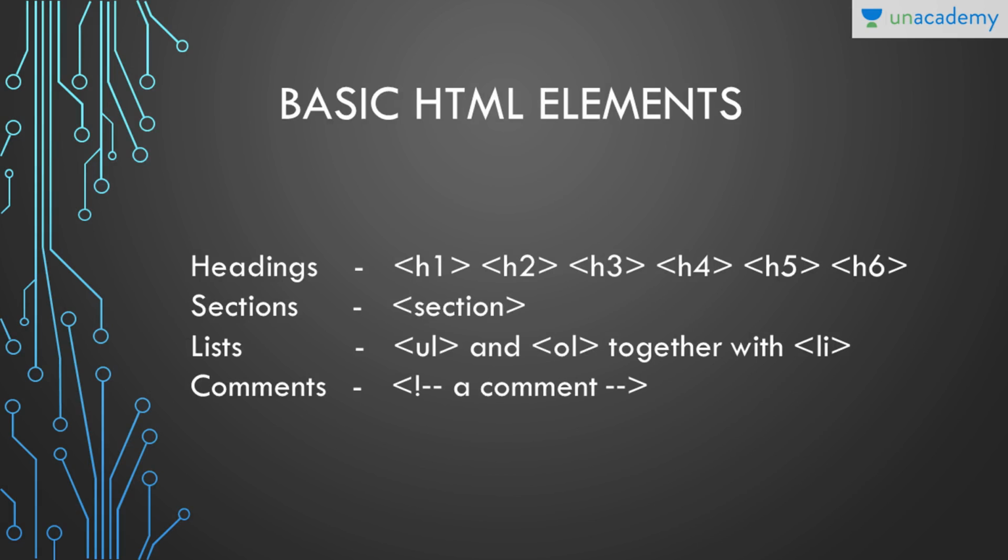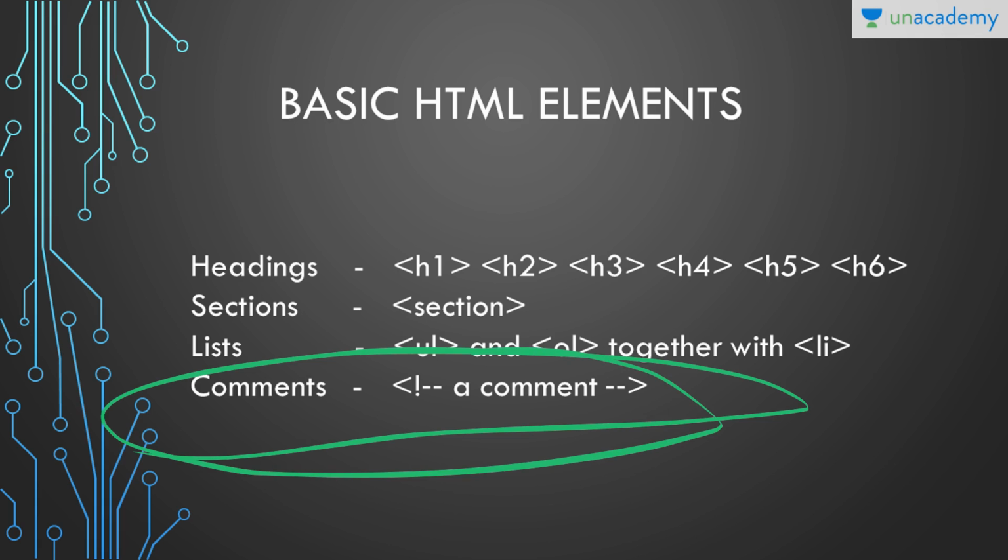Okay, so these are the basic elements that we are going to look at. First of all, you can see here these are the heading elements, right? The H1, H2, H3, H4, H5 and H6. After that we will see the section element, and we will also see the lists, which are the UL and OL tags, the unordered list and ordered list tags, and the LI tag, which means the list item tag in our HTML. So in this way we can use the list and also the comments in our HTML.